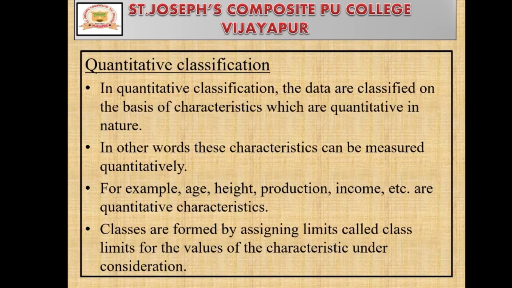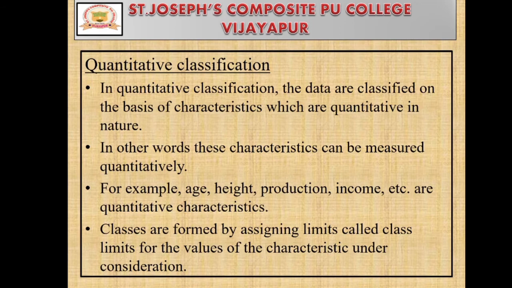For example, age, height, production, income, etc. So these are quantitative characteristics. The height of a person, production of wheat or income of an individual, etc. So these are all examples of quantitative classification.